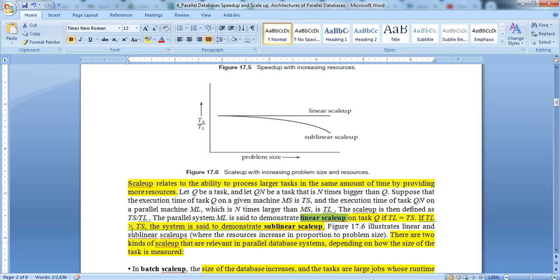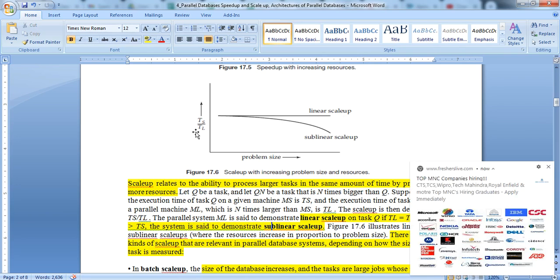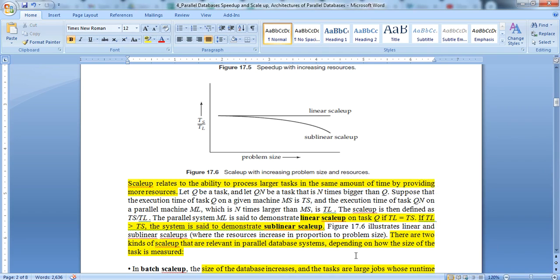If TL is greater than TS, the system is said to demonstrate sublinear scale up, because when we assign the task to the small machine, it executes in less time, and when we assign the task to the large machine, the execution time is again more than the smaller machine. That's called sublinear scale up. It means the process is degrading as we scale up the process.